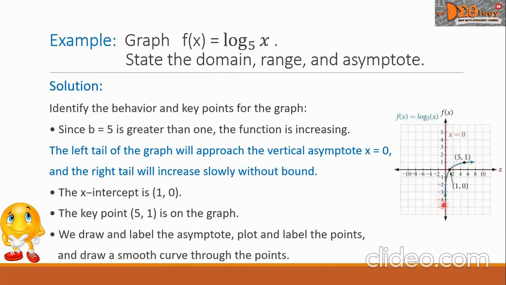This is now our graph in blue. This is the graph of f of x equals log of x to base 5. This is our vertical asymptote, which is the y-axis itself. The x-intercept is here, the point (1, 0). And the key point is (5, 1). These 2 points are on the graph.